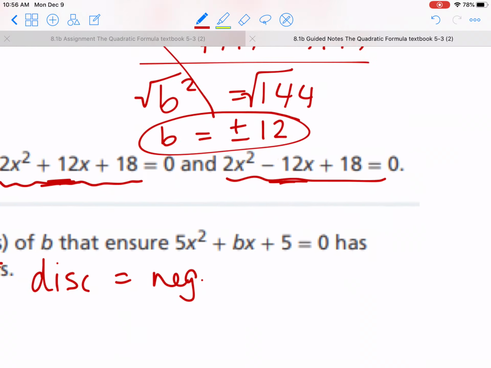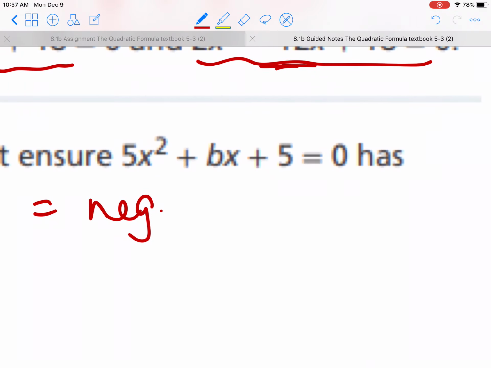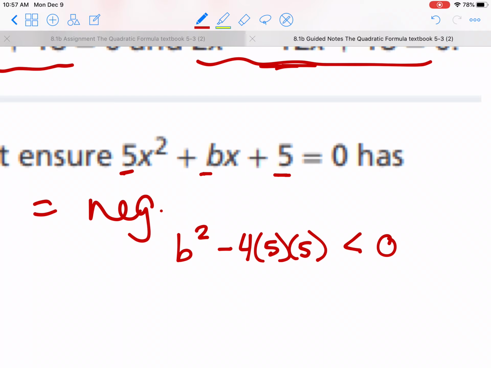Okay, so let's try out and see if we can get a discriminant that's negative. We have A is 5, C is 5, B is literally B again. So we've got B squared minus 4 times A times C, and we want this to be negative, so I'm going to say it needs to be less than 0. Negative 4 times 5 times 5 is negative 100, so we've got B squared minus 100 needs to be less than 0.